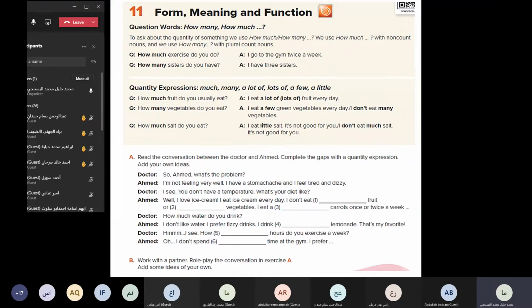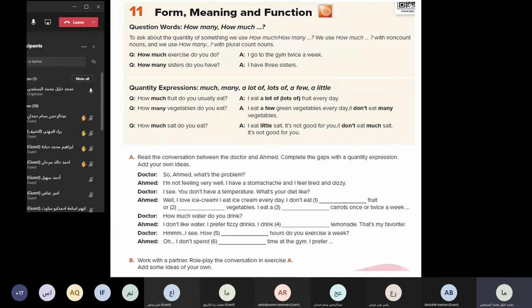Okay, so this is about how we can ask about the quantities. We ask with how many or how much. Now, let's go to the next step here. If you want to talk about the quantity expressions, here we have much, many, a lot of, lots of, a few, a little. Also, we have few and we have little.